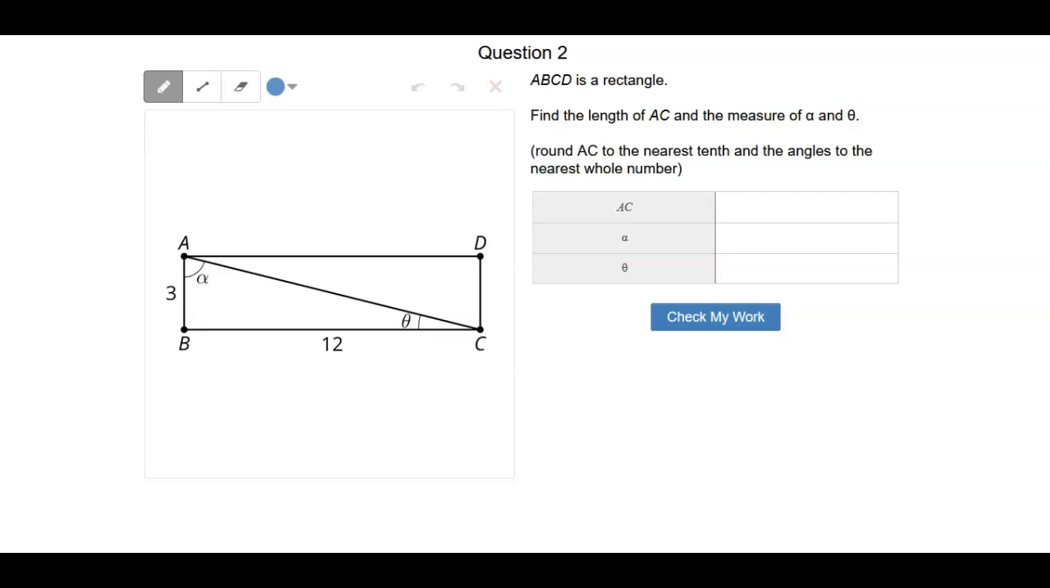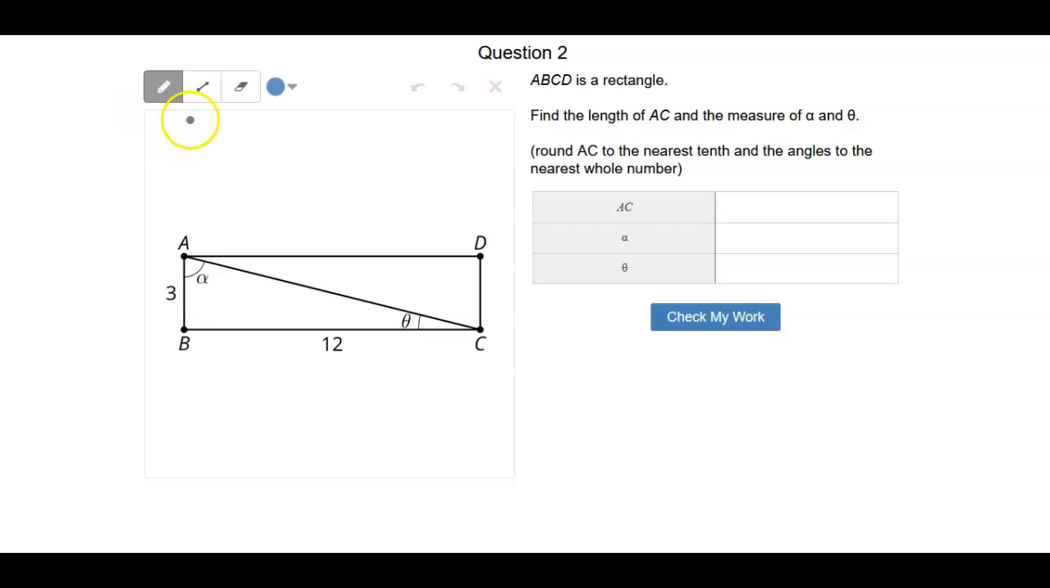Question 2. ABCD is a rectangle. Find the length of AC and the measures of alpha and theta. We want to round to the nearest tenth for the side length, and we want to round the angles to the nearest whole number. So for me, I prefer using the Pythagorean theorem to find this length right here.